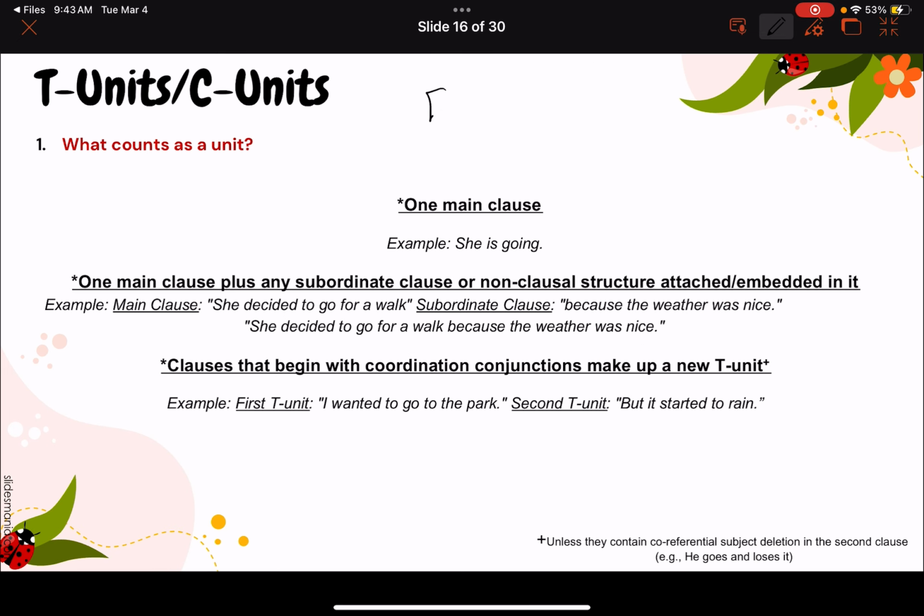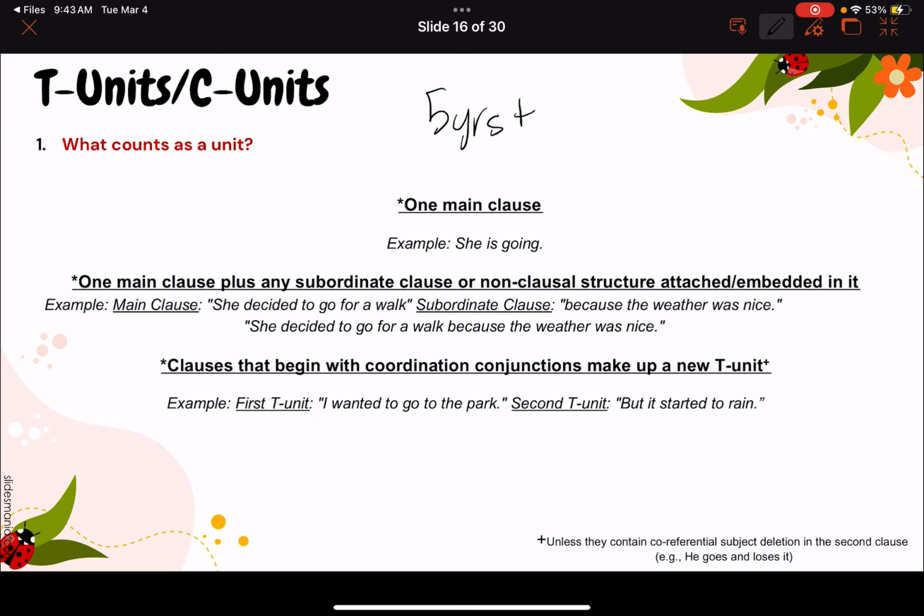So this is 5 years and plus. So this is 5 years and over, so they're out of that Brown's morpheme stage. Now we're speaking really in full sentences, compound, complex sentences. So now really an MLU count doesn't make any sense anymore. So now we're looking at units. So what constitutes a unit?